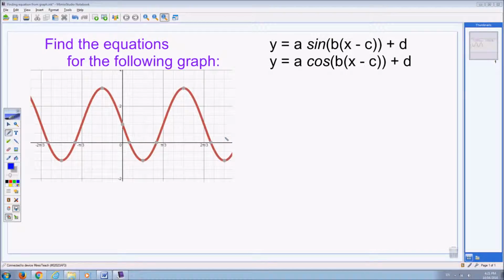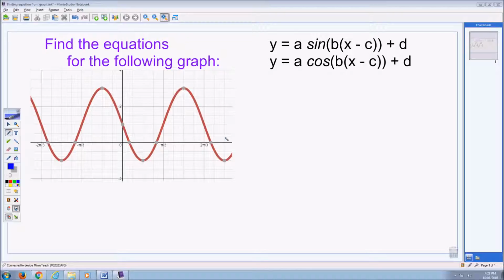Hello and welcome to Grade 12. Find the equations for the following sinusoidal graph. Here we have our sinusoidal graph and our two forms that the equation can take: first with the sine equation and secondly with the cosine equation. You'll remember from your study of y equals sine x and y equals cos x that one was simply a slight translation of the other. So it's easy enough to find two equations or more for the same graph.